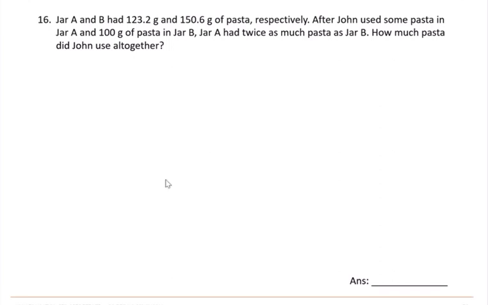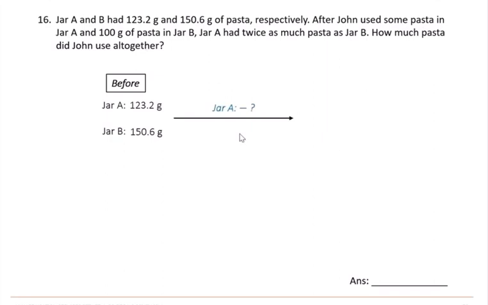All together. He didn't use from jar A only, or jar B only. He used from both A and B. Understand now, Nikki? So you're partly correct. You actually must do another step at the bottom. So label the before, change after. A got 123.2. B got 150.6. This is before. So John is going to use some pasta from both jars, but it's different amount. He used some pasta in A. Don't know how much. So we put a question mark. B, 100 gram. This is change. After that, A twice. A 2 units, B 1 unit.